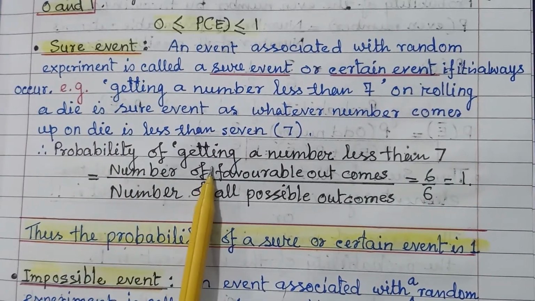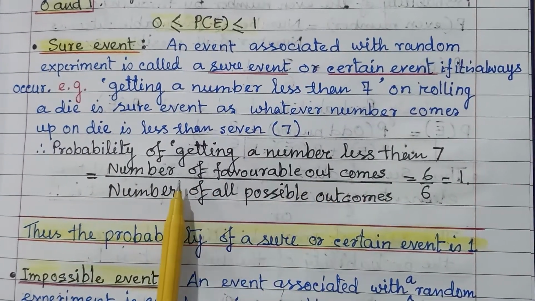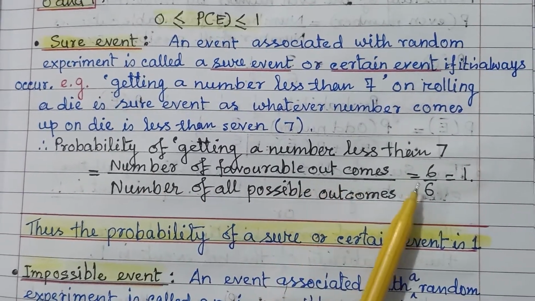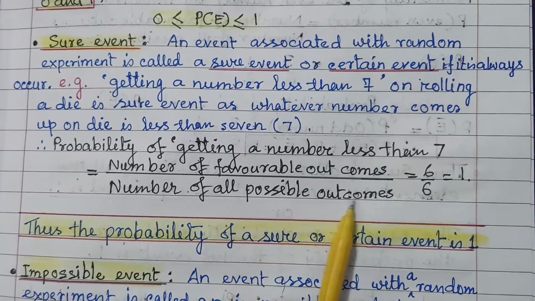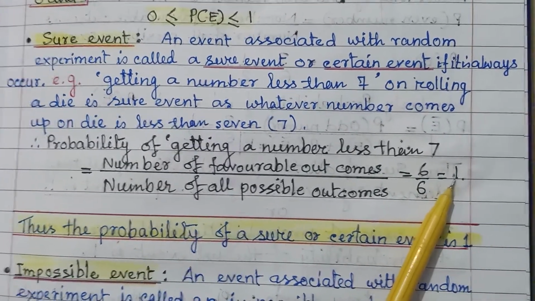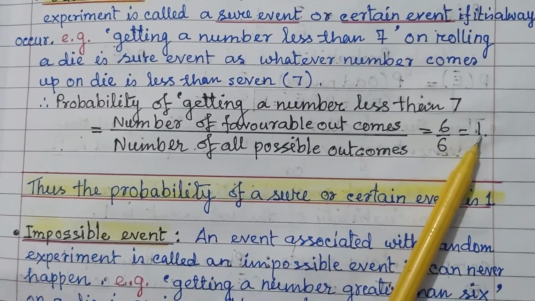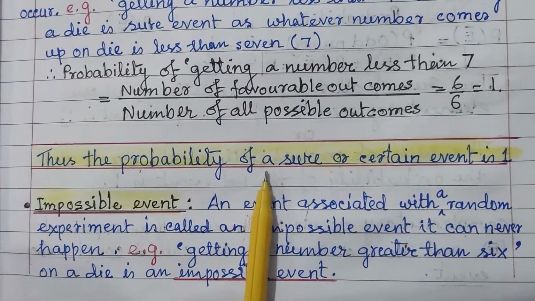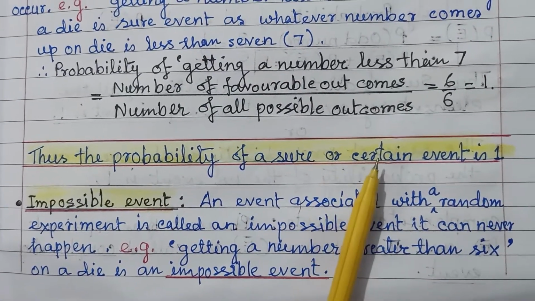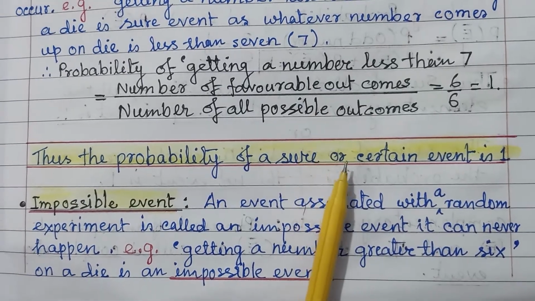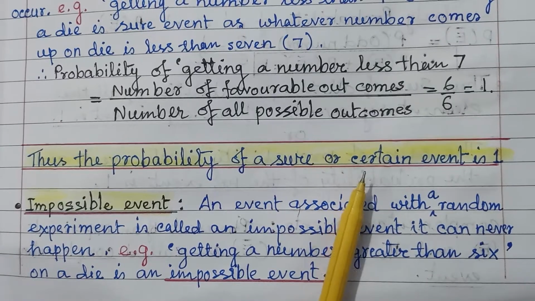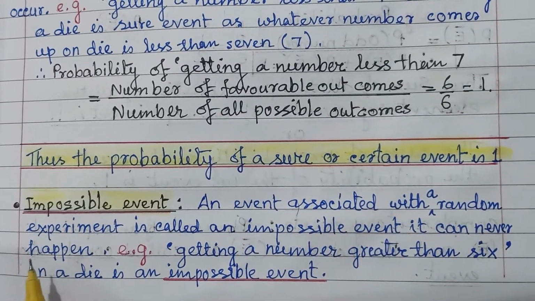So the probability of getting a number less than 7: the number of favorable outcomes is 6 and the total number of possible outcomes is also 6. So 6 upon 6 is 1. That means the probability of a sure event is 1. A sure event is also called a certain event. All these terms you have to learn, because in short answer or fill in the blanks questions, these terms always come.